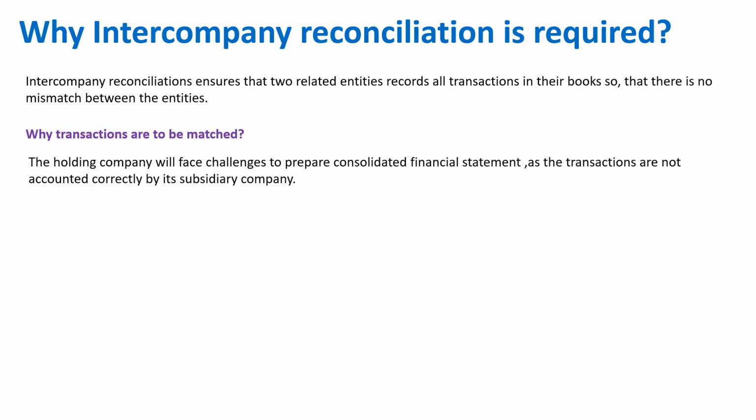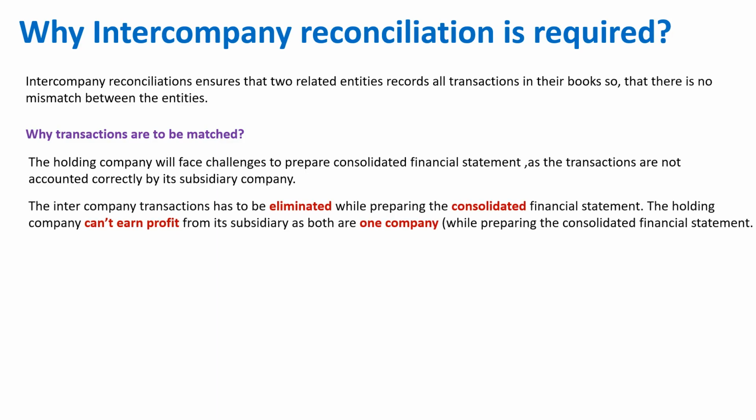Let's understand. The holding company will face challenges to prepare the consolidated financial statement if the transactions are not accounted correctly by its subsidiary company, right? So when the holding company merges all the subsidiaries in its books, okay, while preparing the consolidated financial statement, if one of the companies has not accounted the transaction between the holding company and the subsidiary company, then you can't match, right? Because from one pocket to the other pocket, the flow of the transaction has to be matched. On one side only, you can't have an entry. The intercompany transaction has to be eliminated while preparing the consolidated financial statement.